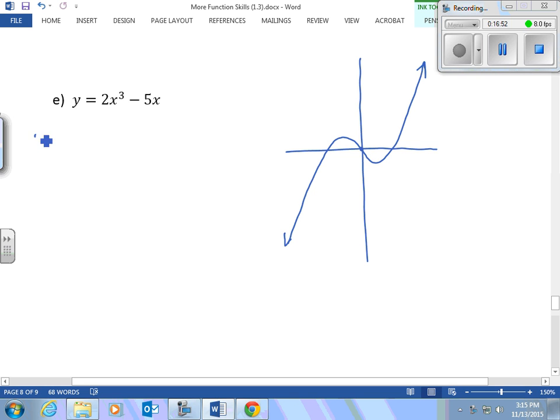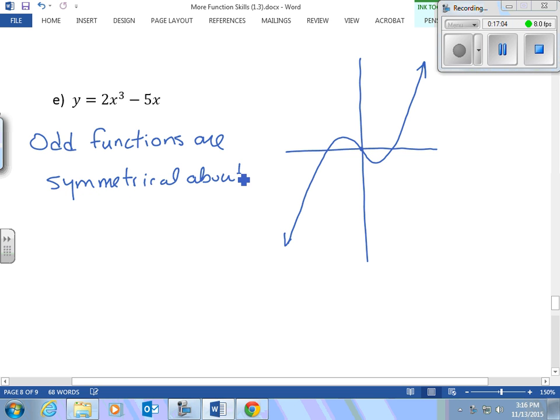So odd functions are symmetrical about the origin. And remember, the origin is the point 0, 0. So they rotate 180 degrees to give the same graph.